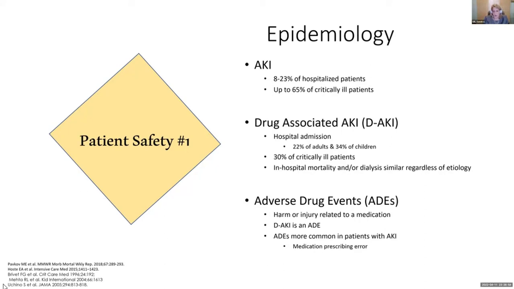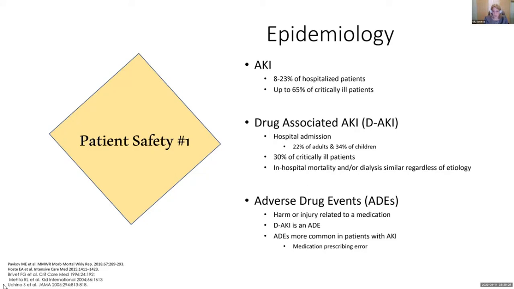Now, drug-associated acute kidney injury is also classified as an adverse drug event. By definition, an adverse drug event is harm that's associated with a medication. And so that's exactly what this is, right? Drugs that can damage the kidney, that's harm to the patient, and that's an adverse drug event. Also remember, those individuals who develop acute kidney injury are also at risk for other adverse drug events.